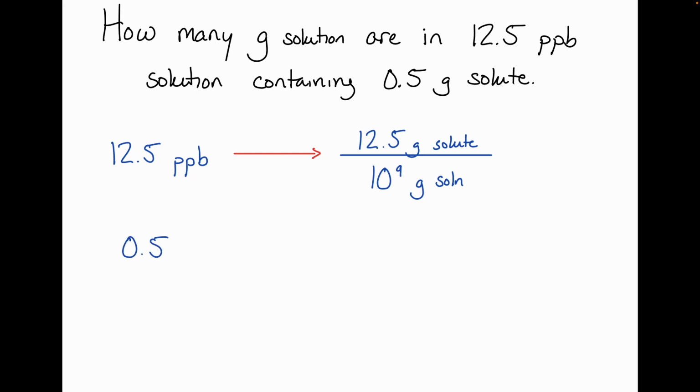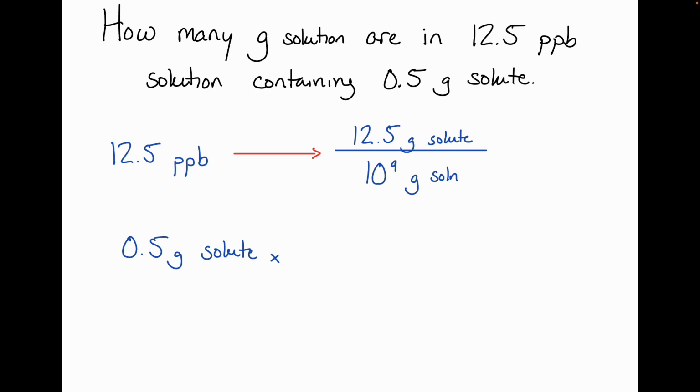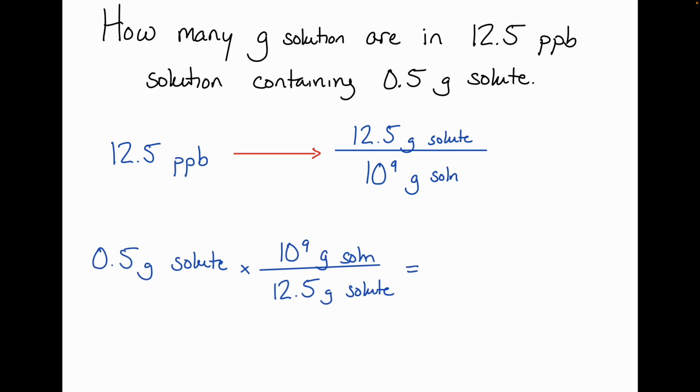So if I take my 0.5 grams of solute, am I going to multiply or divide by my concentration conversion factor here? Do I take it as is or flip it? Flip it. So I'm going to divide by that 12.5 grams of solute. All right, and do we get a big number or a little number? We get a really big number, right? Something like 4 times 10 to the 7 grams of solution are required to get only 0.5 grams of solute.